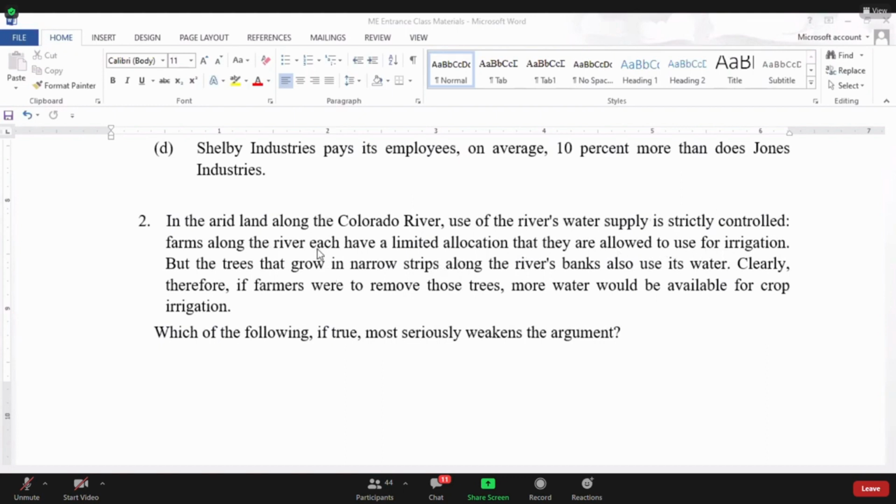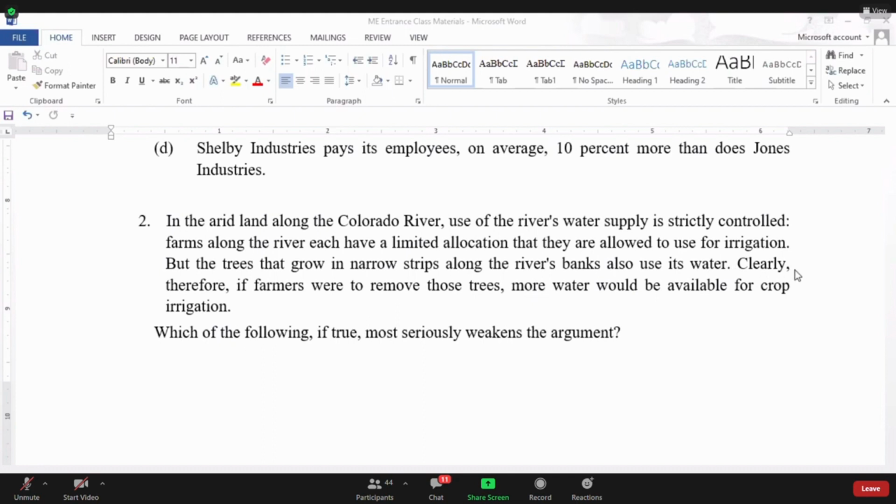So on both sides of the Colorado River, right? On both sides of the Colorado River, there is limited allocation of water for irrigation. It means not enough water supply, right? But the trees that grow in narrow strips along the river's banks also use its water. Now the point is, along the bank of the Colorado River, there are trees. Those trees also use the water from the river.